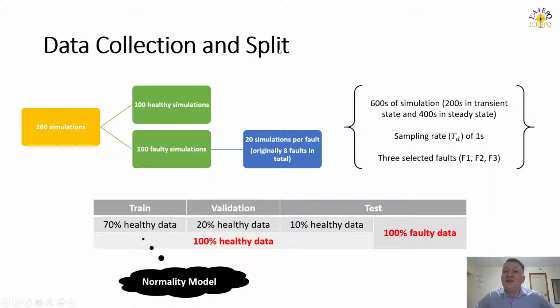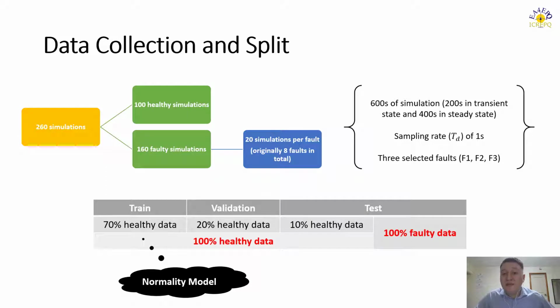260 simulations were done, and these are divided into groups: 100 simulations with healthy data and 160 simulations with faulty data. Of these 160, 20 simulations correspond to each fault. Recall I said that originally 8 faults were taken into account.